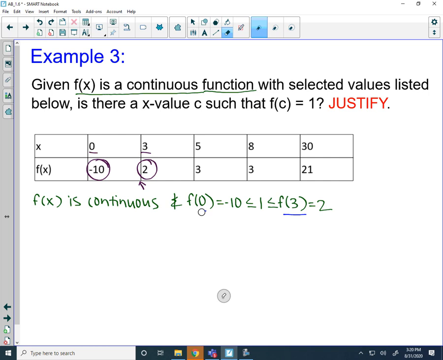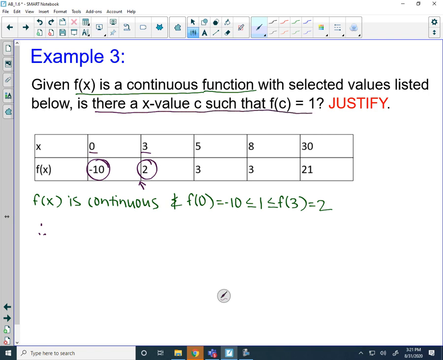So whenever we do an IVT problem, we need an inequality that looks like this in green. So these are our 2 necessary conditions. Our 2 conditions for IVT are met. So therefore, we can answer the question. When we're answering the question, just regurgitate what the question's asked. The question says, is there an x value c such that f of c equals 1?